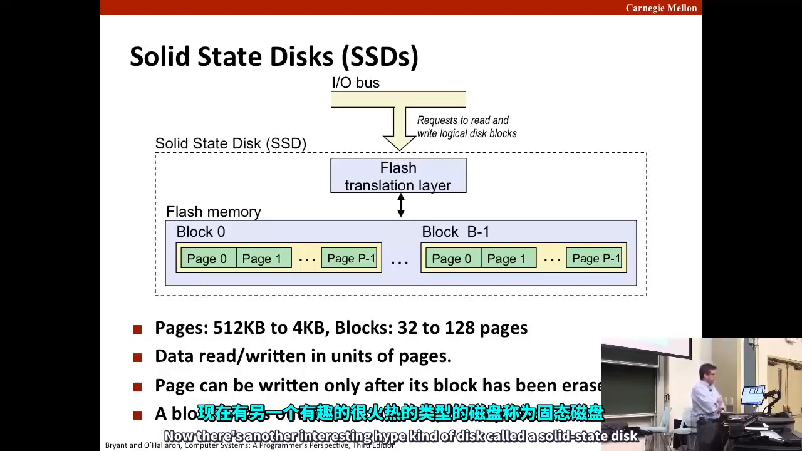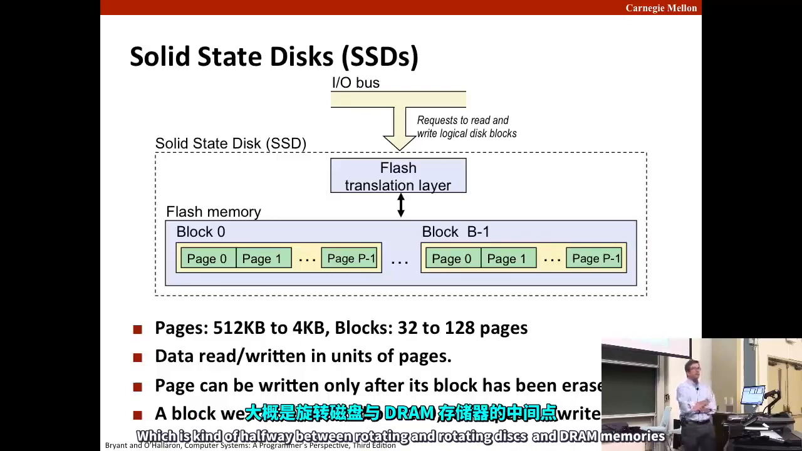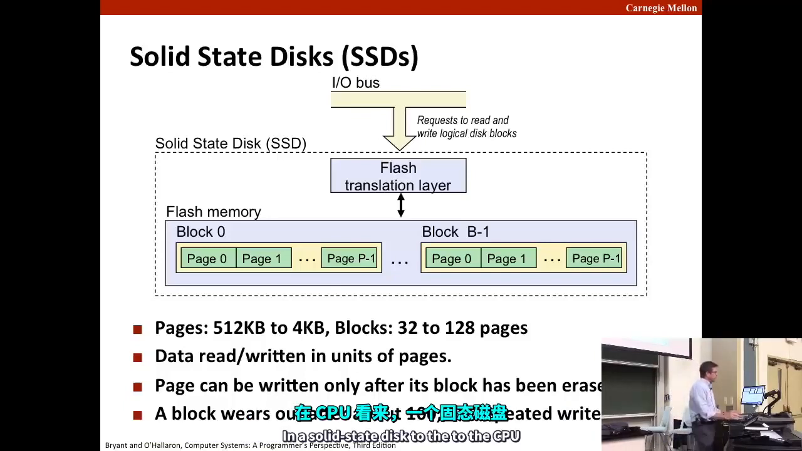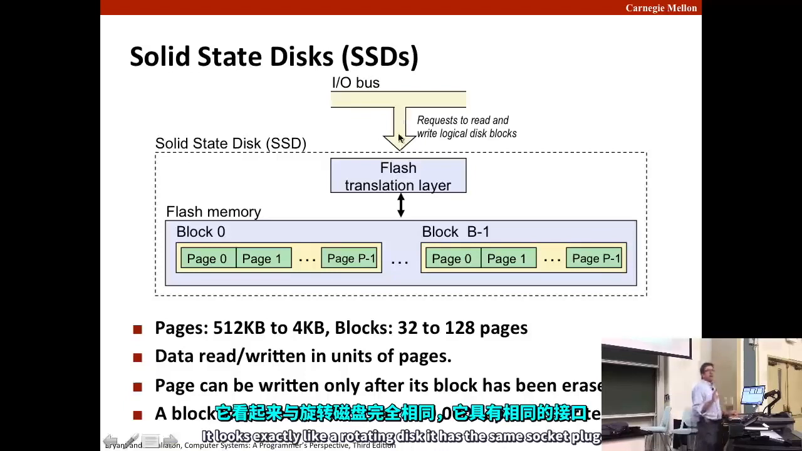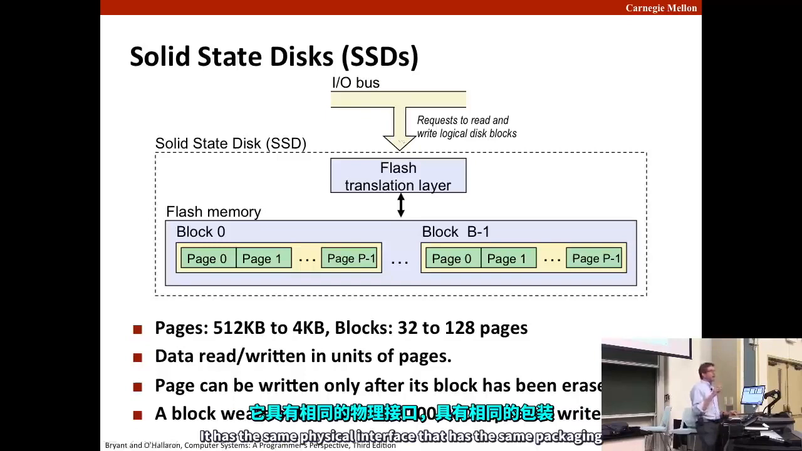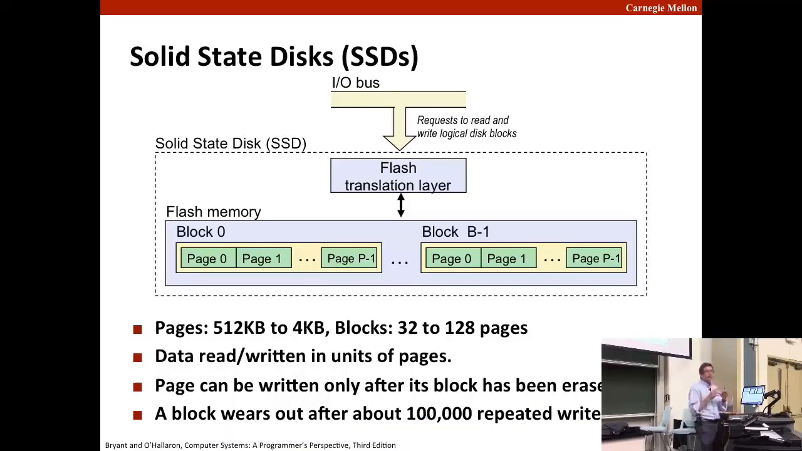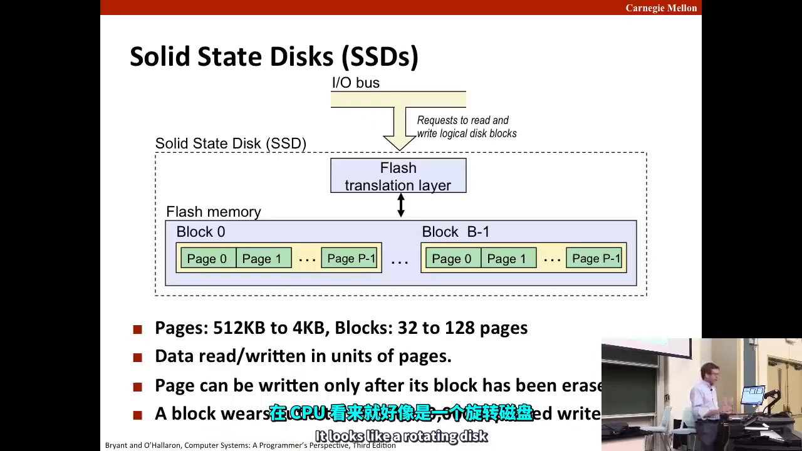Now there's another kind of disk called a solid-state disk, which is kind of halfway between rotating disks and DRAM memories. And a solid-state disk, to the CPU, looks exactly like a rotating disk. It has the same socket, plug. It has the same physical interface. It has the same packaging. Okay, it looks like a rotating disk.